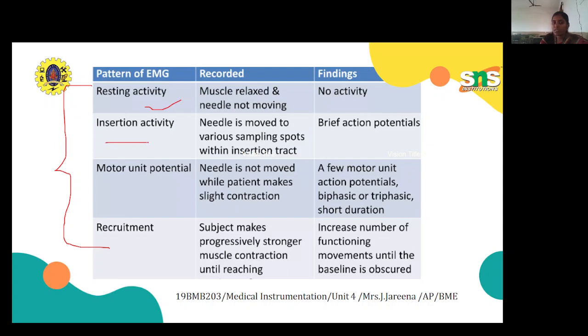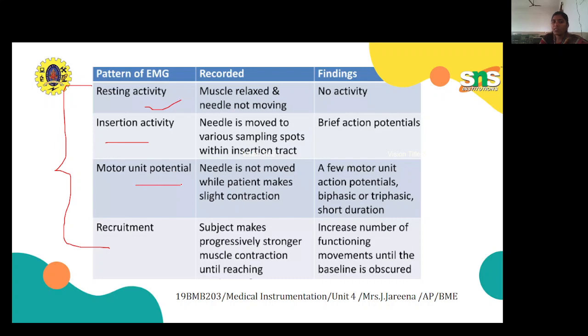Second one, we have the insertion activity. Here we have not given any impulse to the muscles to contract, but what we have done is inserted the needle into various parts inside the muscle. During insertion, the needle will make contact with the targeted area. By making contact with the muscle cell, the muscle will get activated. As a result, there will be a brief action potential generation. That is the second finding we can get when we are inserting the needles.